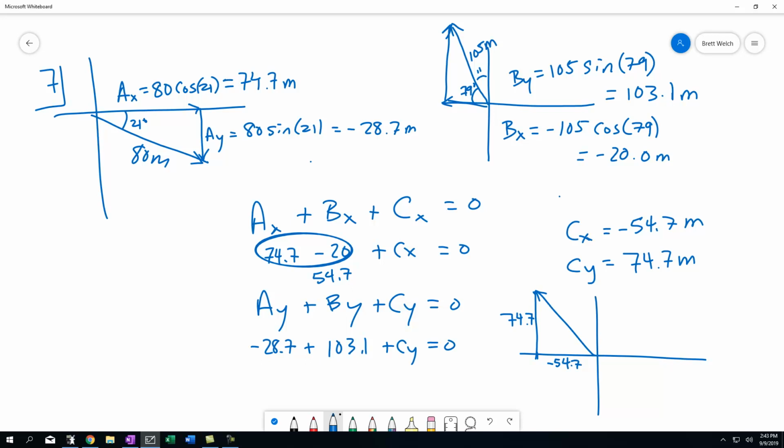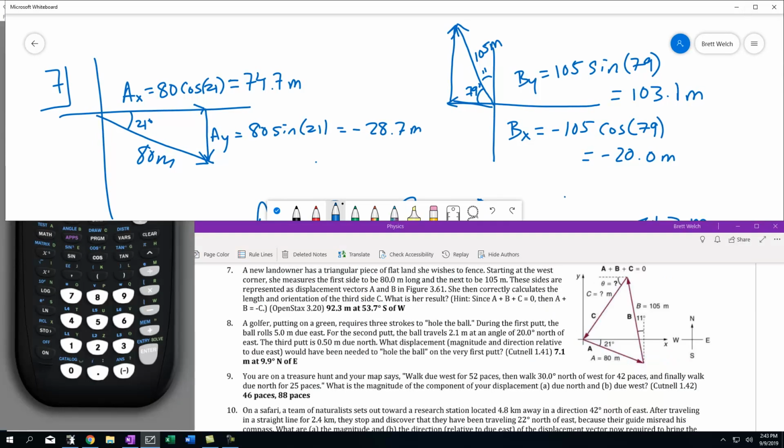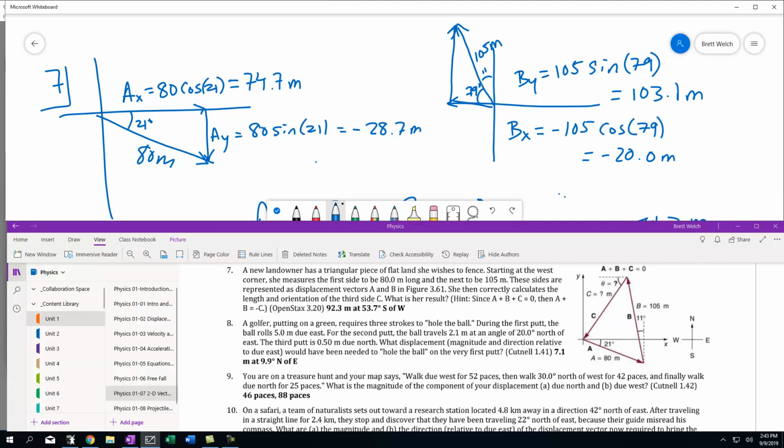Let's look and see if we made any mistakes with the way that that looks. C is down and left. I made a mistake with one of my numbers. So A is down and right, B is up and left. Let's take a look at that again.